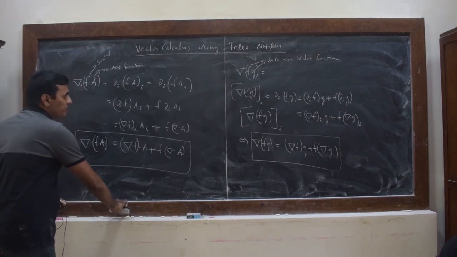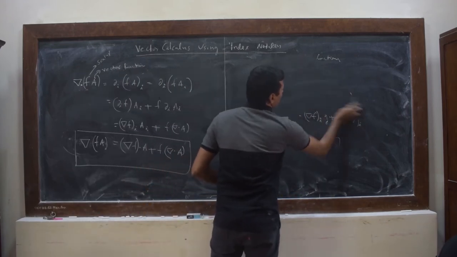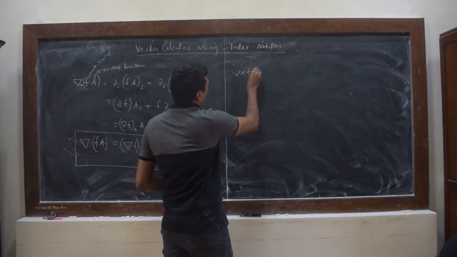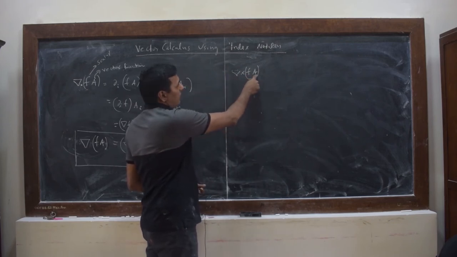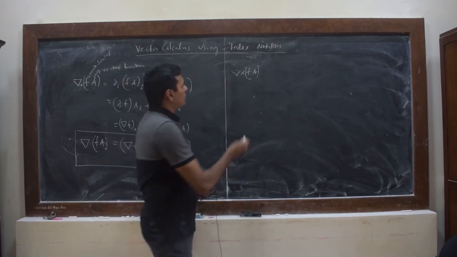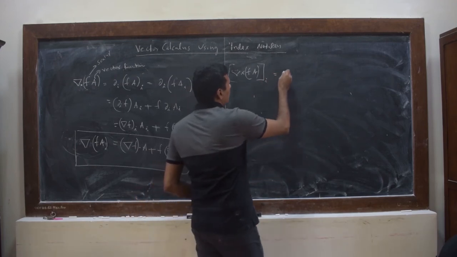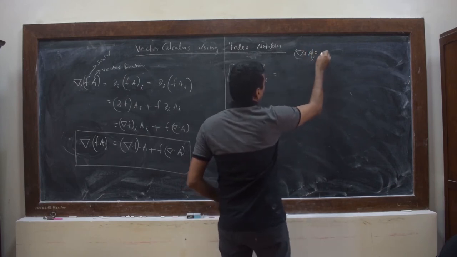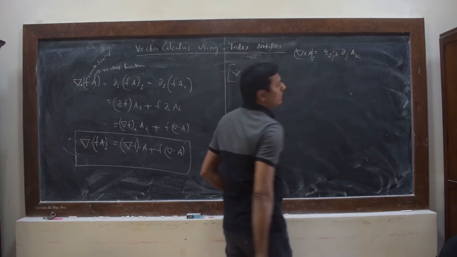Now let us find out the curl of f a, del cross f a. And you know that f is a scalar, as usual, and a is a vector. So f a is again a vector, so del cross f a is going to be a vector. So let us talk about its ith component. You know that del cross a, whose ith component is equal to epsilon_ijk del_j a_k.